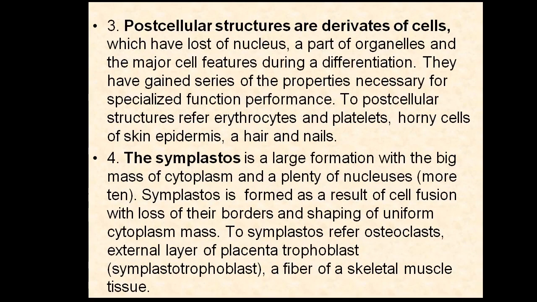Besides this, tissues can have the so-called postcellular structures. These postcellular structures are derivatives of the cells and may be of different types. For example, symplasts. Symplasts are present in placenta, also in our striated skeletal muscles.